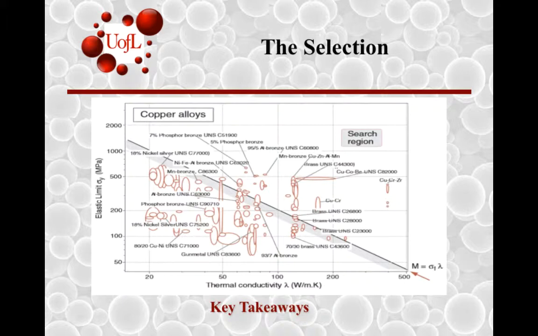One of the best materials to use would be copper alloys. So you have a bunch of different copper alloys, and you plot them for thermal conductivity and elastic limit. One of the cheapest options would be brass, but it doesn't have much corrosion resistance. Sorry, and it's cheap, the cheapest option.